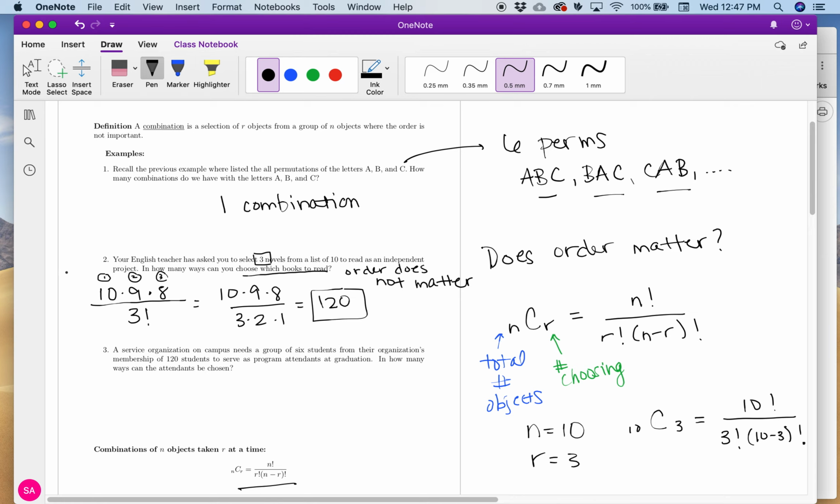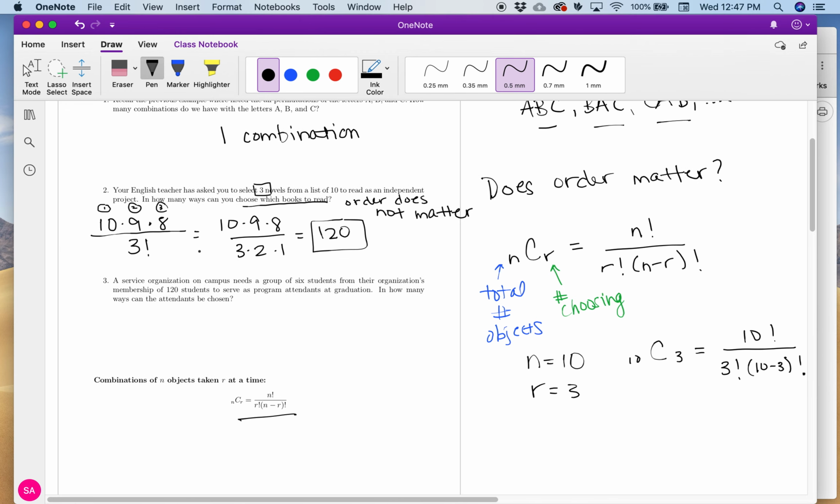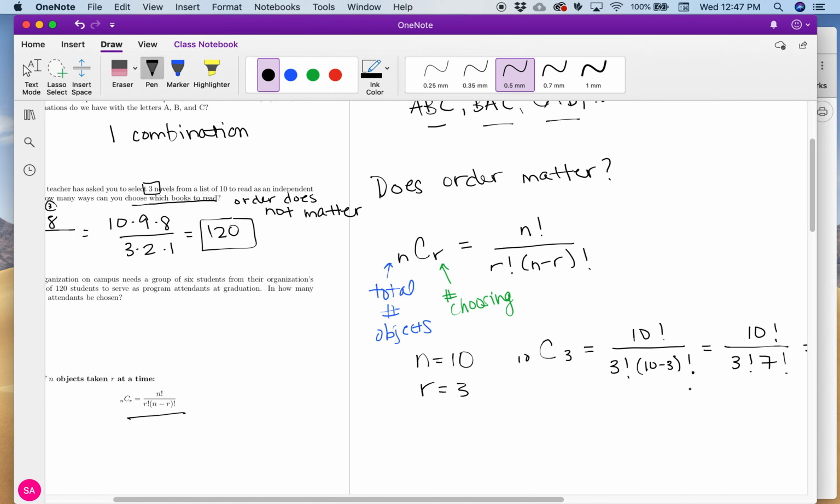Yeah, we end up with the same thing: 10 times 9 times 8 divided by 3 factorial. So once again, you have options. Sometimes you can draw this picture out, or you can use the formula.